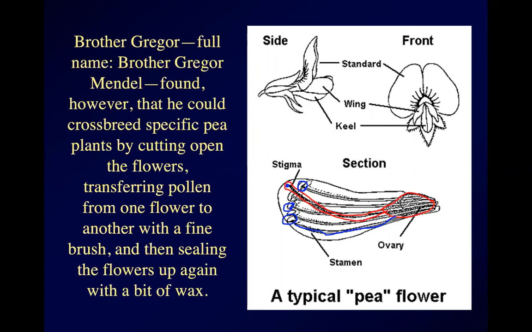Why the heck does all of this matter? Pea plants, as Brother Gregor found, or to give him his full name, Brother Gregor Mendel, he found that pea plants, you could control very carefully what flower was bred to what other flower. He could take one plant, cut open a flower with a sharp knife, and transfer pollen from one flower to another with a very fine brush, and then seal the flowers up again with a little bit of sealing wax, and they would develop perfectly normally. With most of your flowering plants, if they're just growing in the garden, there's no way to tell which plant is crossbreeding with which other plant.